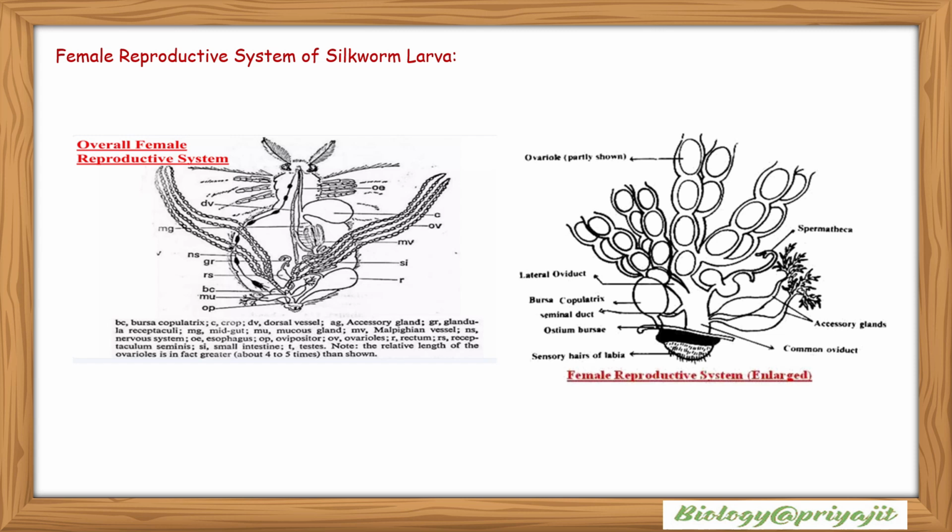Female reproductive system of silkworm. The female reproductive system of the silkworm moth consists of two large ovaries, each made up of numerous ovarioles that produce and mature several hundred eggs.